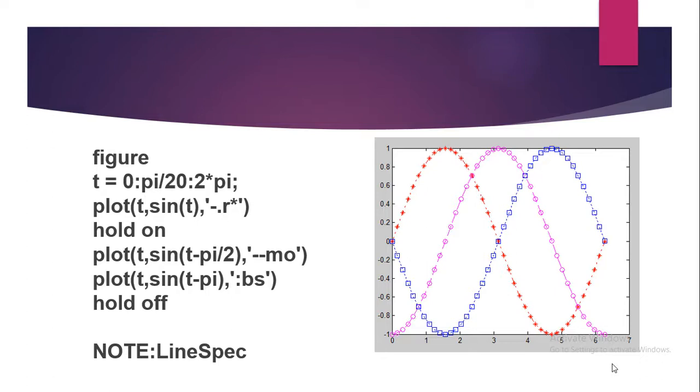Here you can see I have defined t from 0 to 2 pi, and I am plotting t as my x-axis and sine of t as my y-axis, and you can see here the '-.r*'. So what exactly is it representing? It is representing the line specification, how exactly you want it. Now you can see there is a star in the graph. Star, dotted, box, everything. And this r represents the color.